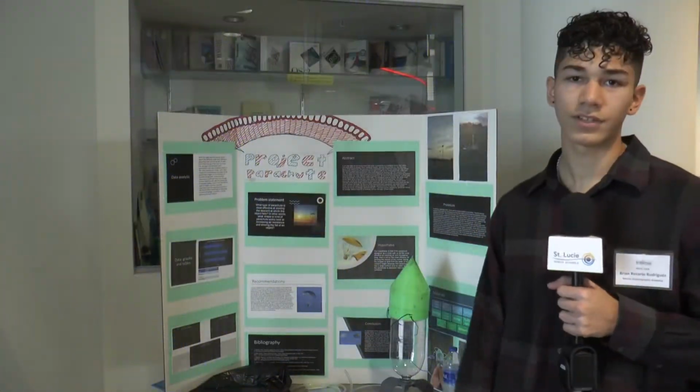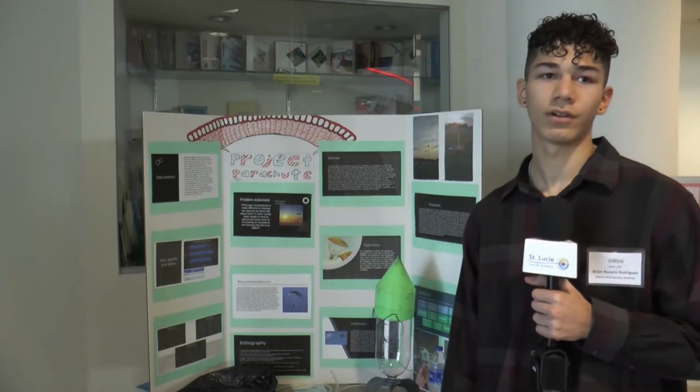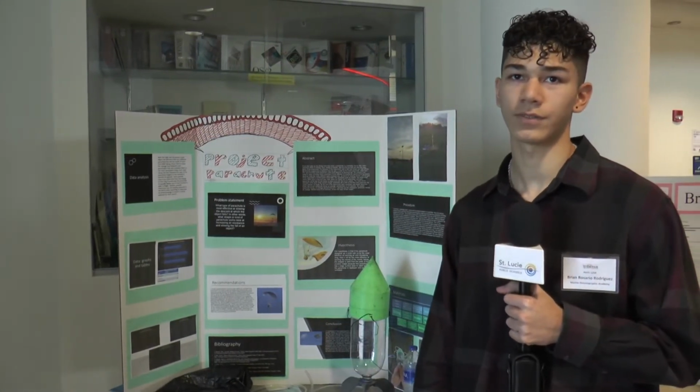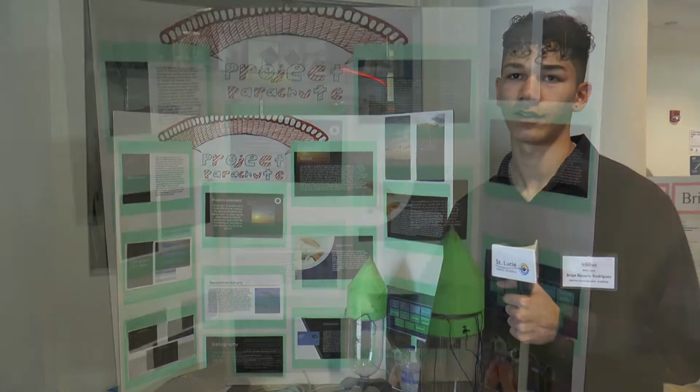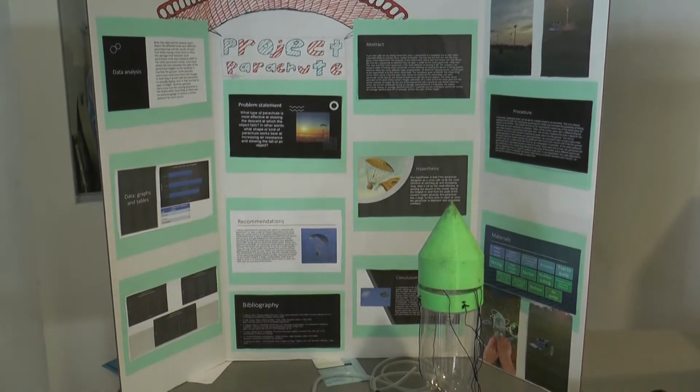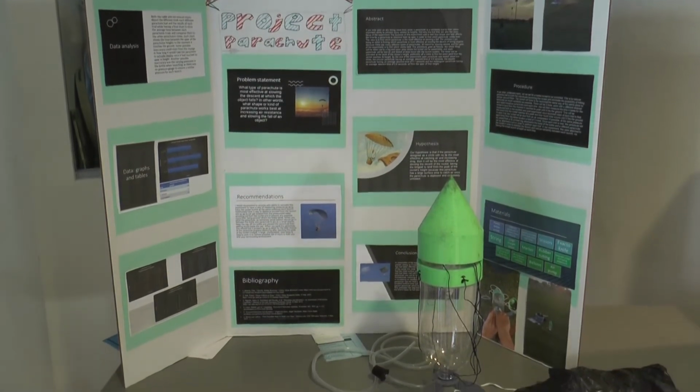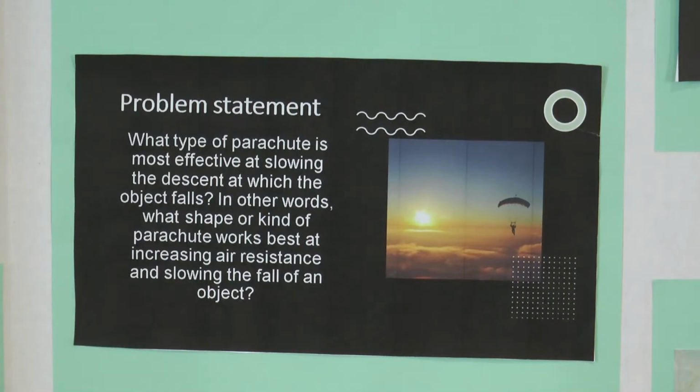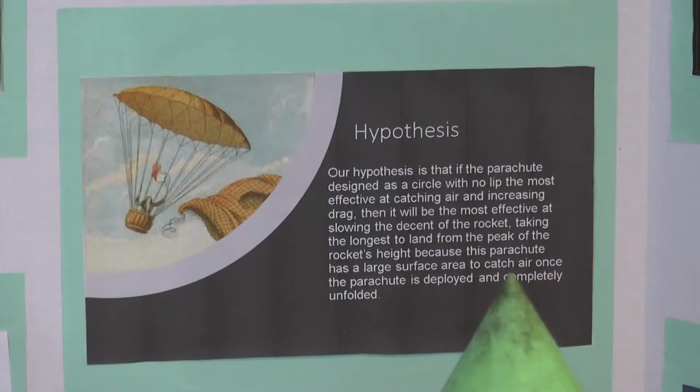I guess the main intention of our project was to find what shape or size parachute would work best for slowing the descent of an object's fall. And when we were experimenting, we found that a square parachute with lips over the side worked best at catching air and slowing the fall.